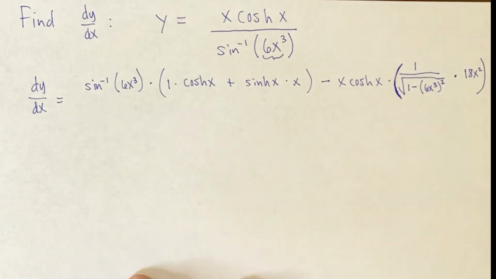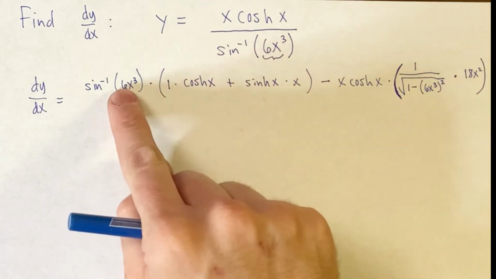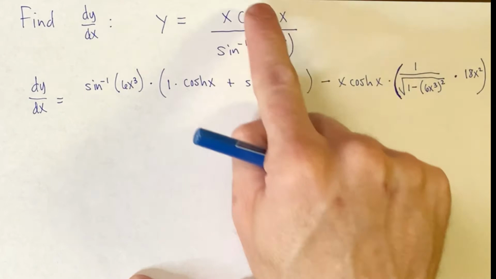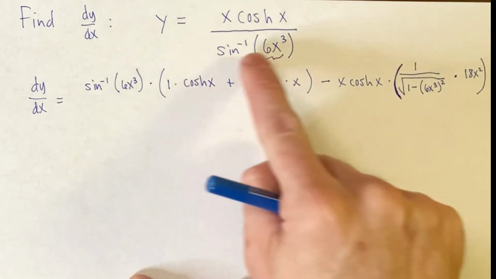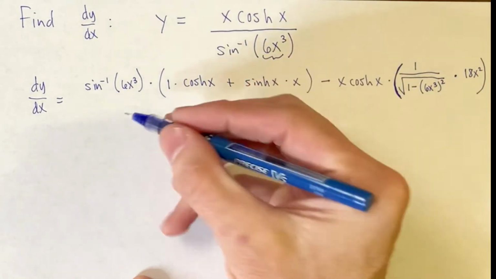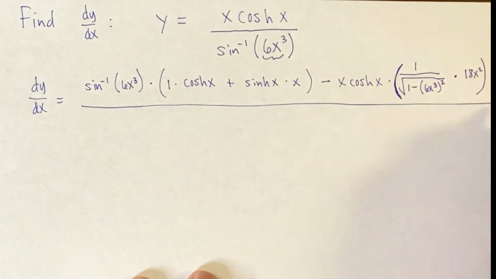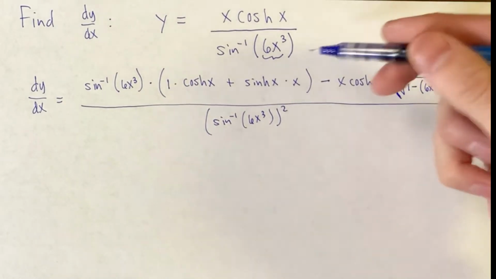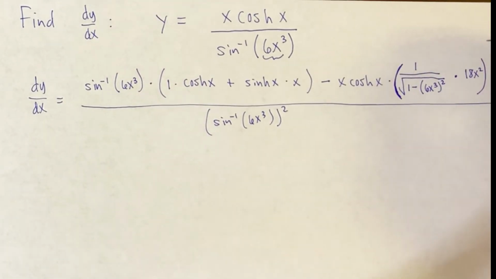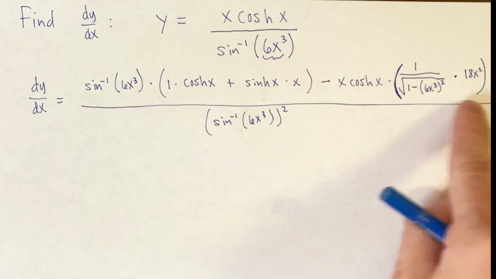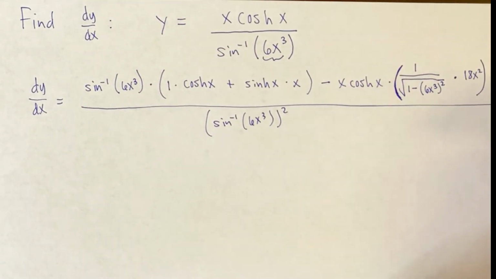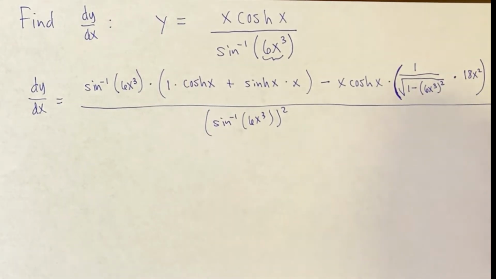So far, our quotient rule, we've done bottom times the derivative of the top minus the top times the derivative of the bottom, all over the bottom squared. Now look, this is the answer. They wanted us to find dy/dx. Here it is. That is the answer. Can we clean this up? Probably. Do they want us to? I don't know, but let's do a couple of little things here.